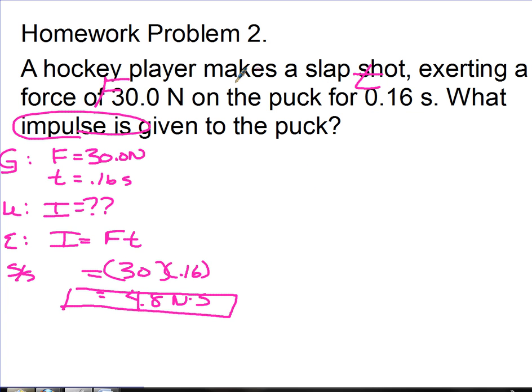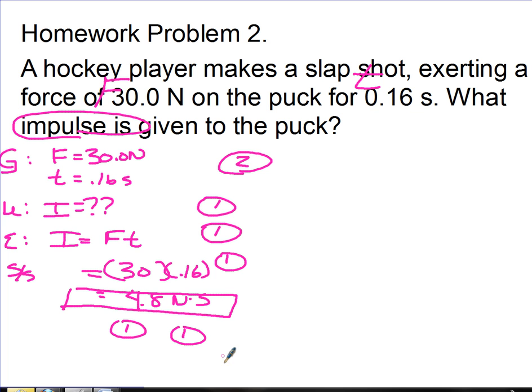Now remember, when I grade this, the givens would be 2 points, one for the numbers and one for getting all the units correct, one for the unknown, one for the equation, one for plugging in, one for the answer, and one for the units. So this problem would be 2, 3, 4, 5, 6, 7 points. So just giving me 4.8 would get you 1 out of 7 points.